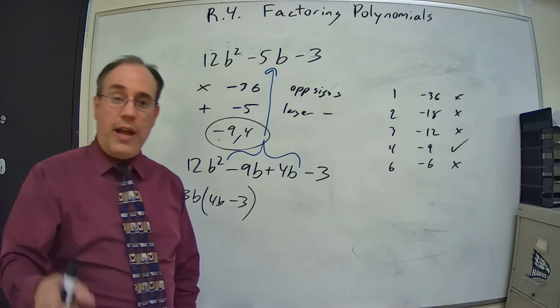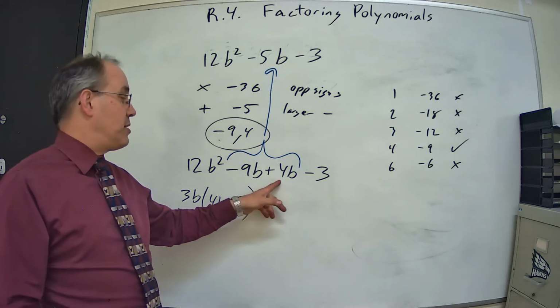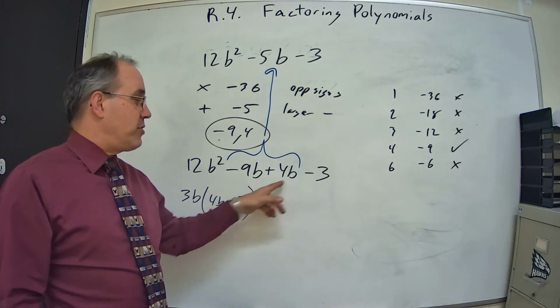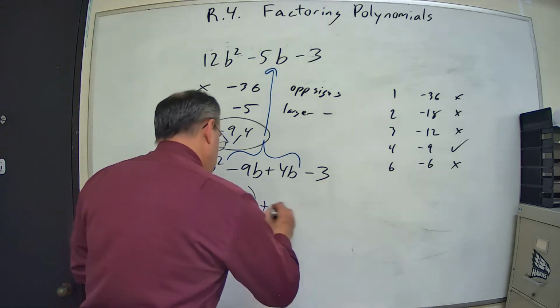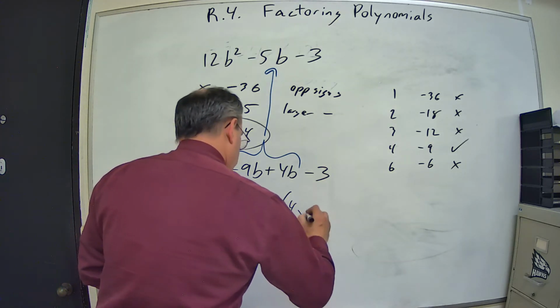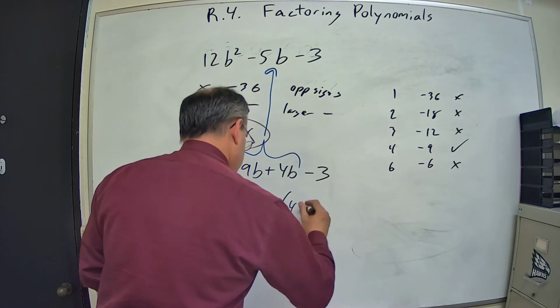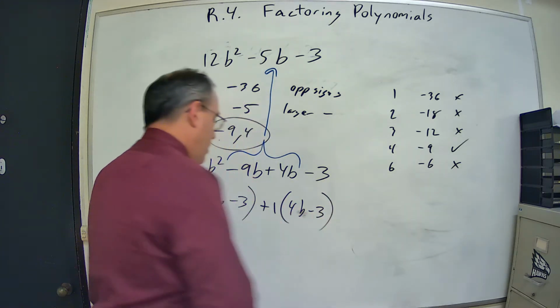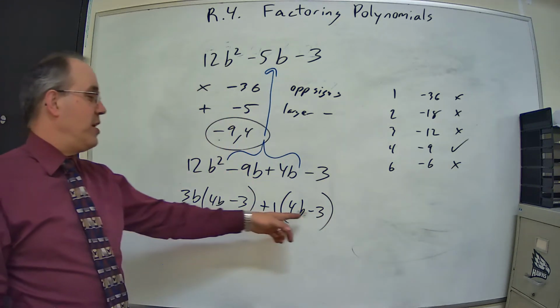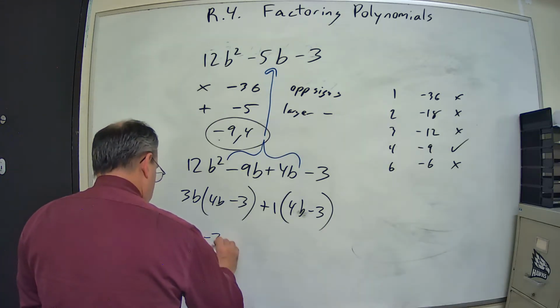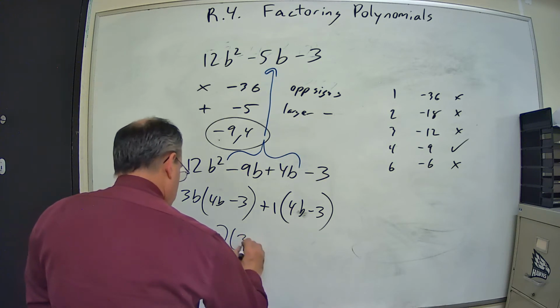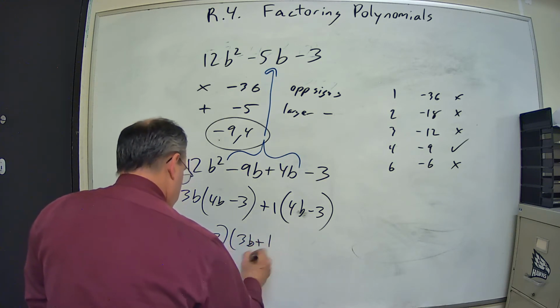Now, this is where you have to be careful. People make mistakes at this point. You always have to factor something out of this. The greatest common factor is 1, so plus 1 times 4b minus 3. 4b minus 3, 4b minus 3, you can factor that out. 4b minus 3 times 3b plus 1.